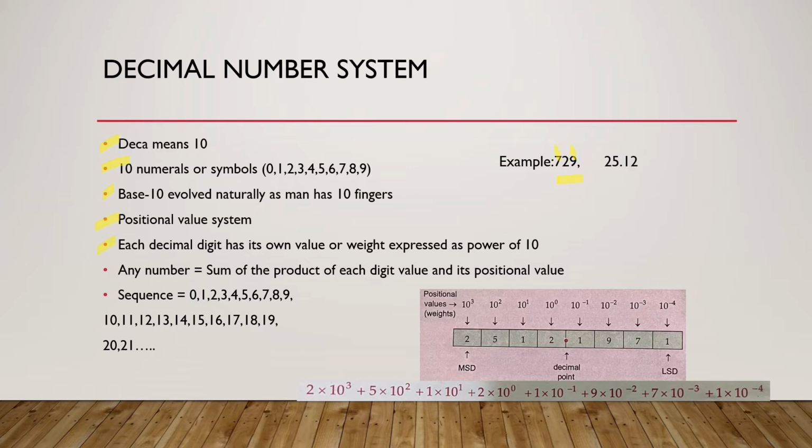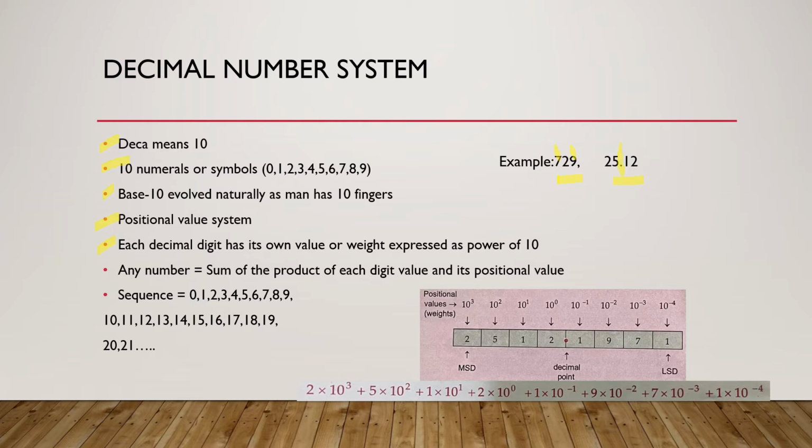So if we take an example 25.12, it is nothing but 2 tens and 5 ones, and this can be represented as 2 into 10 to the power 1 plus 5 into 10 to the power 0, which is nothing but 2 into 10 plus 5 into 1. The number which comes after the decimal is represented as 1 into 1 by 10 plus 2 into 1 by 100. So the decimal point separates the positive powers of 10 from the negative powers of 10.